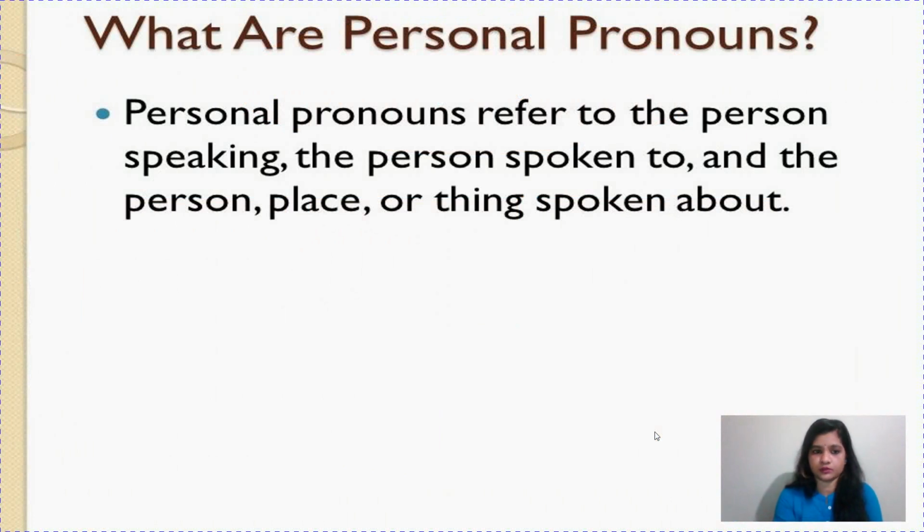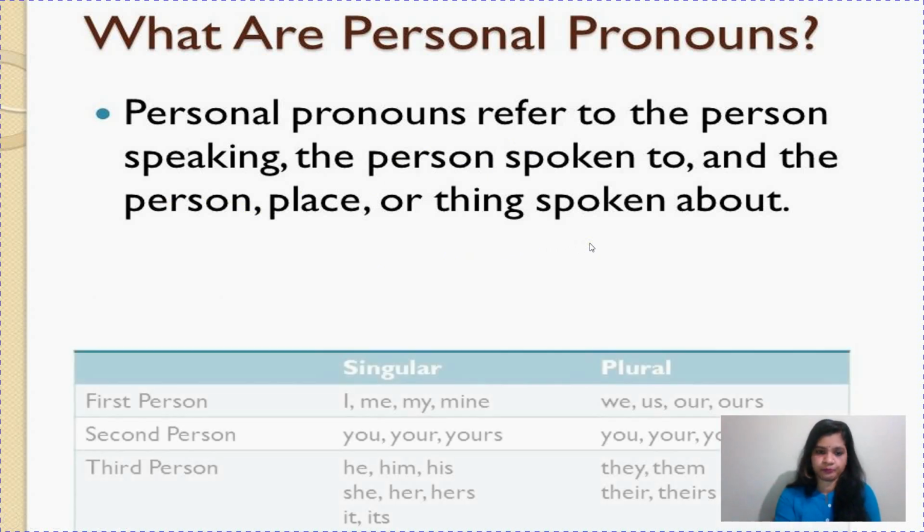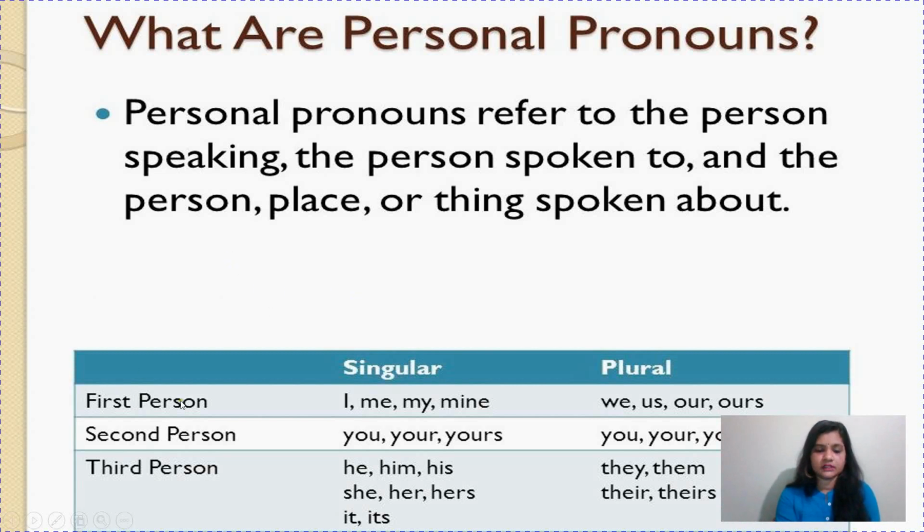What are personal pronouns? So personal pronouns refer to the person speaking, means the speaker, the person spoken to, it means the listener, and the person, place or thing spoken about, means the third person. We are speaking about the third person. Let's see a few examples. Children, in first person, just now we have discussed, it is about the person speaking, means the speaker. Suppose I am speaking. So what pronouns will I use here? I can use I, me, my, mine. And in plural, I can use we, us, our, ours.